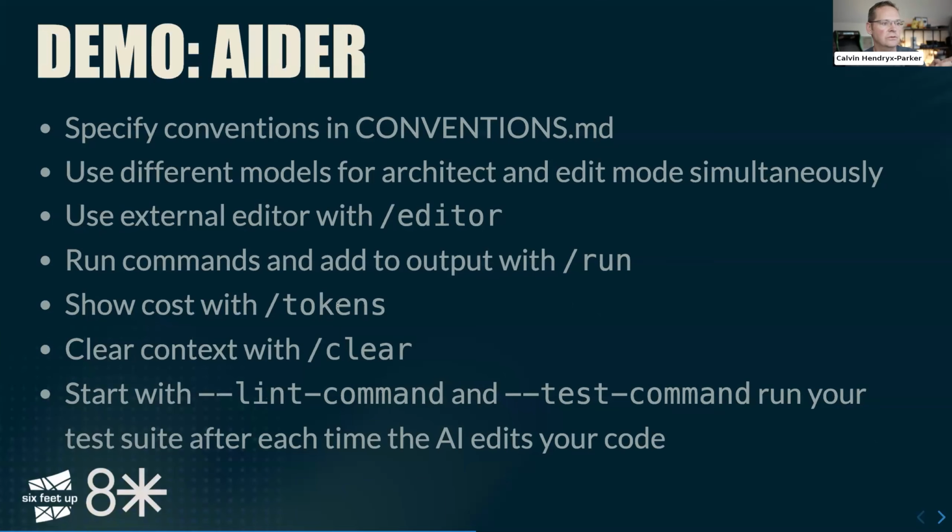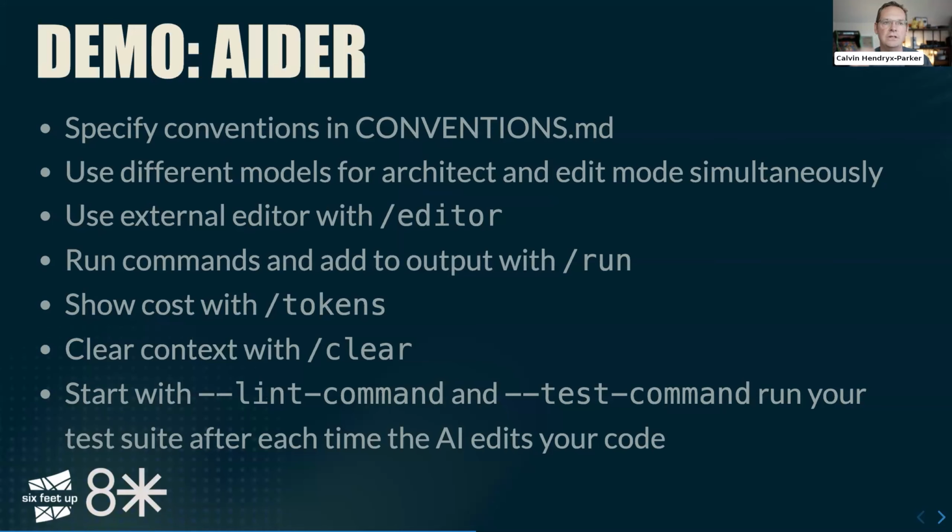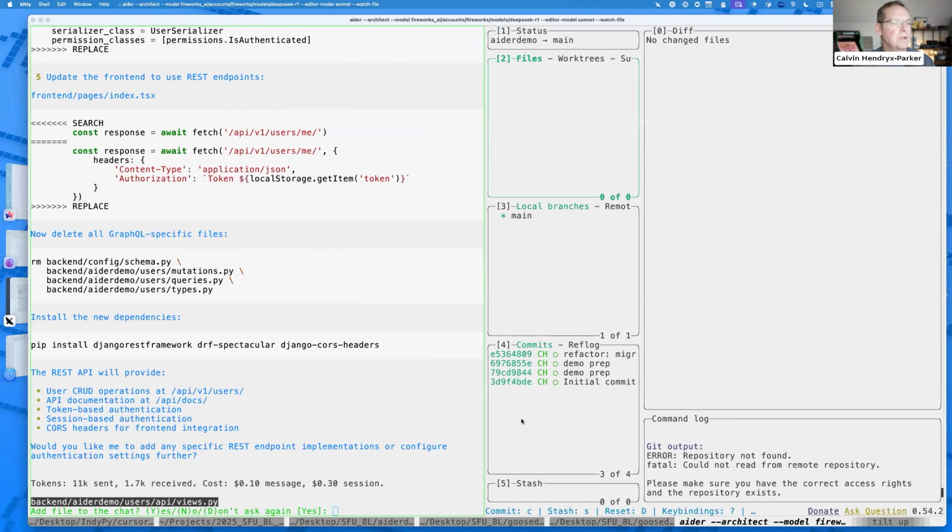You do have the ability to show tokens, as I mentioned. If you want to clear the context and start fresh with the LLM, there's a lot of slash commands built into Aider, which make it quite nice. And you can start with the lint command and test command, and it can run your tests for you as you change code on the backside. So Aider's very developer friendly, developer centric, wants to run your tests, wants to be git integrated, and it saves its changes as git commits as it makes changes to your code.